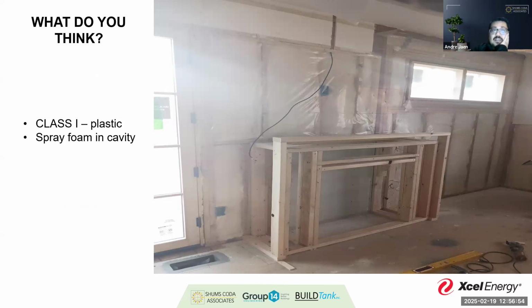That visqueen being used as a class 1 in conjunction with a non-permeable insulation is exactly the concern that we want to point to and say this is what's avoidable. This is what we don't have to do. But this is also an easy mistake to be made.